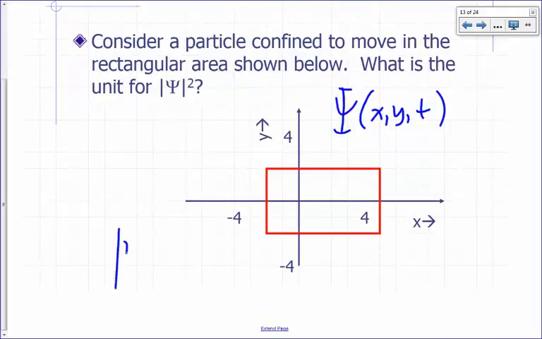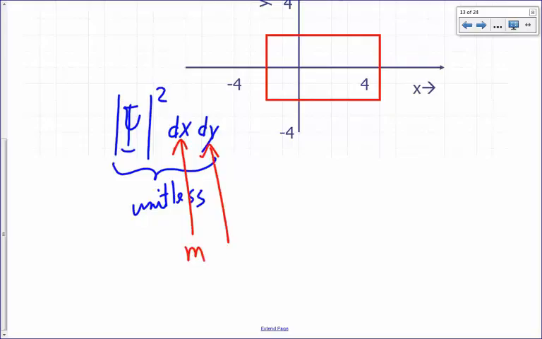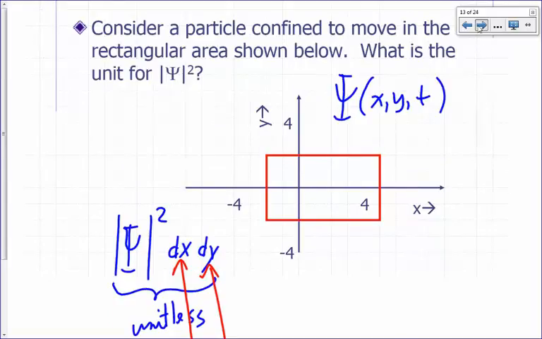Well, psi squared, remember you're integrating with respect to x and y, right? So that expression right there, psi squared dx dy, must be unitless. But what's the unit for dx? The SI unit for that is meters, a unit of length. dy is in meters. So psi squared must have units of per square meter. Okay? That would be the unit for psi squared.